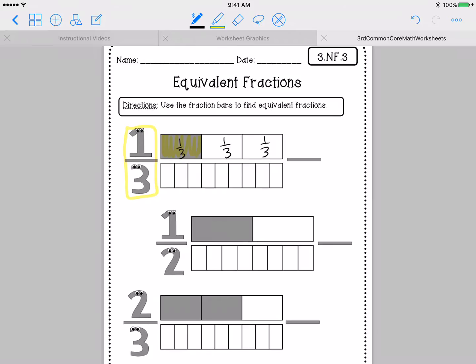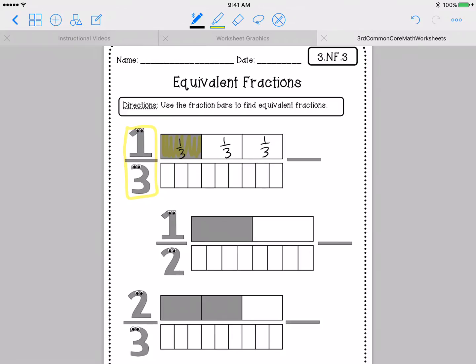Now I'm going to look at the fraction bars that are listed underneath of it. I know that an equivalent fraction is a fraction that looks different. The numbers might look different, but the amount that it represents, or the value of it, is the same. The same amount of space is taken up. So these fraction bars are cool because all I need to see is, I need to draw a line.